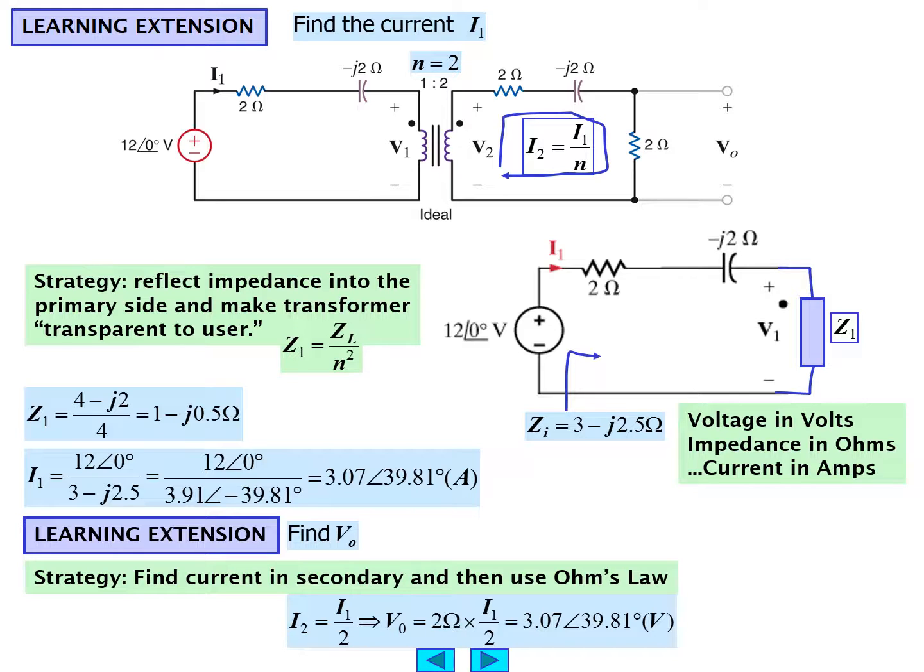In other words, the capacitive reactance does not contribute to the voltage V0 on the output. So I2 is 3.07 angle 39.81 as a result. And from I2, we should be able to multiply by 2 and get V0.